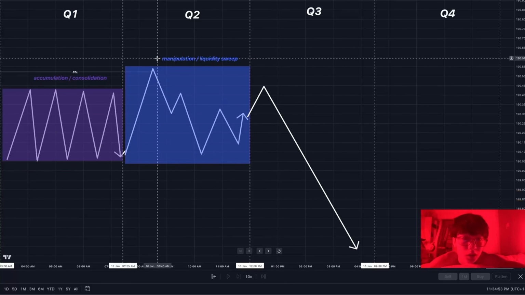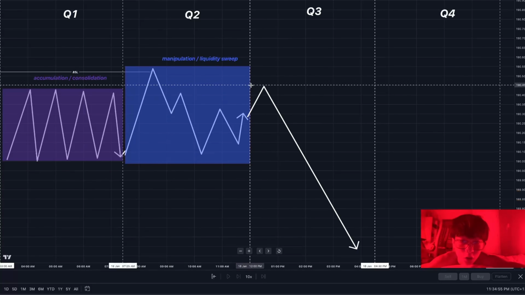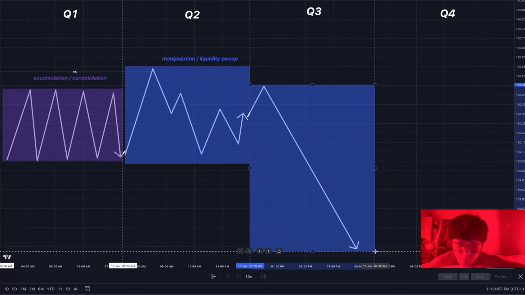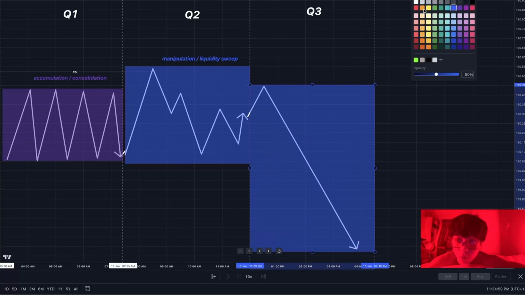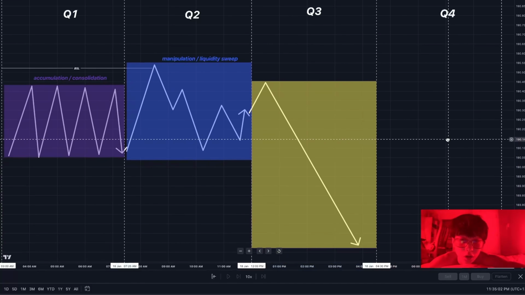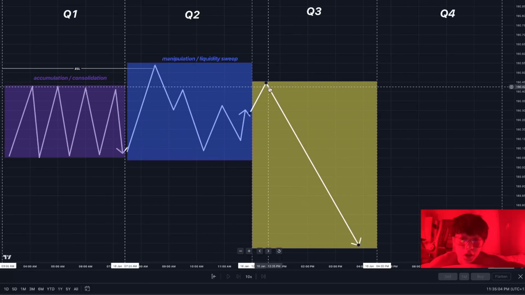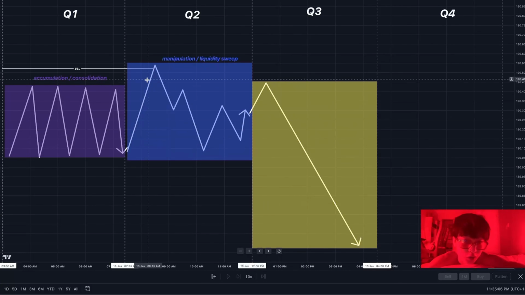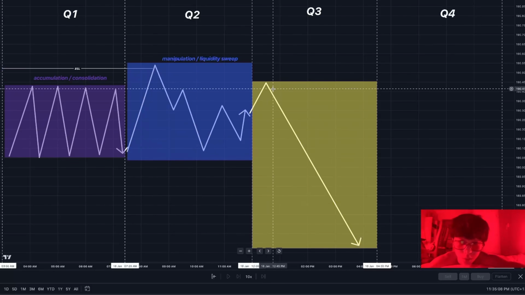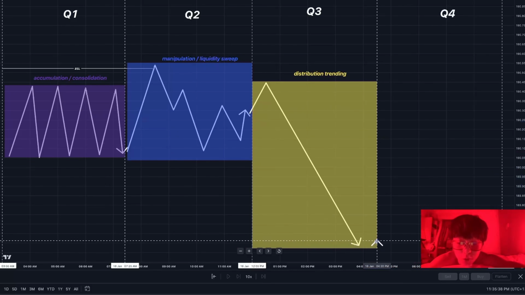And yeah, this would be known as the distribution phase or the trending phase, where price is actually getting a lot of volume and trending in a certain direction to the upside or the downside. Usually it's in the opposite direction of whatever high or low it took out. So then we have quarter 4.